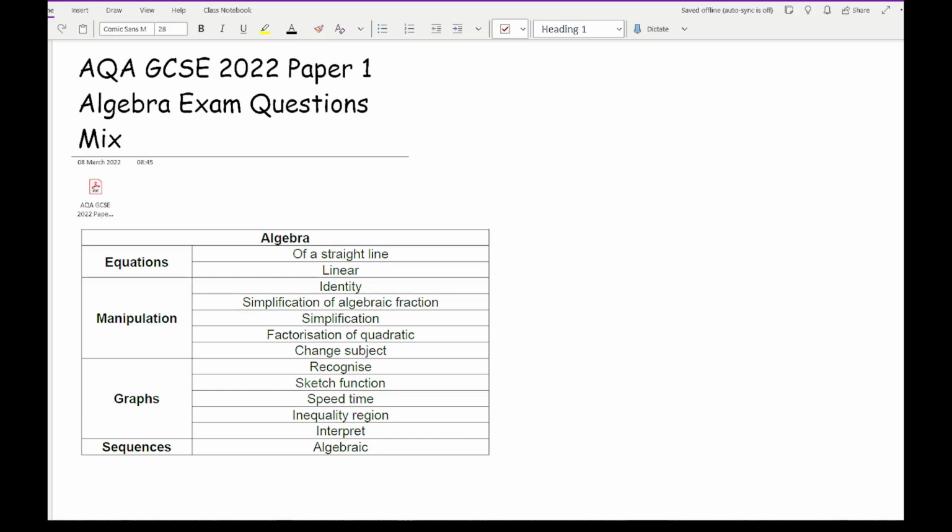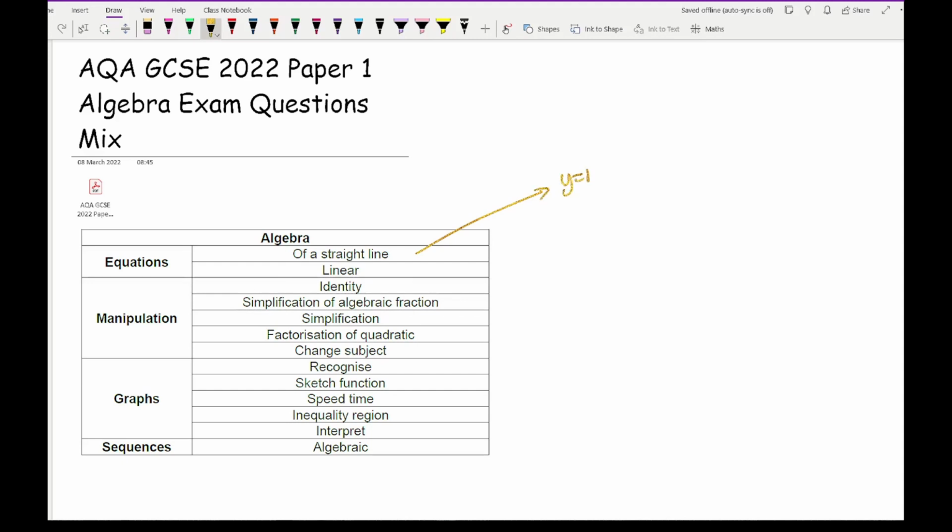Starting with equations of a straight line, this relates to y equals mx plus c. Again, you could get a graph, or you could have to plot a graph. You may have to work out parallel and perpendicular lines. You may have to look at a function or formula rather than y equals mx plus c. In terms of a linear equation, that refers to just working with single x's. So you're looking at straight line graphs, maybe x equals, y equals, intercepts, maybe linking to simultaneous equations.